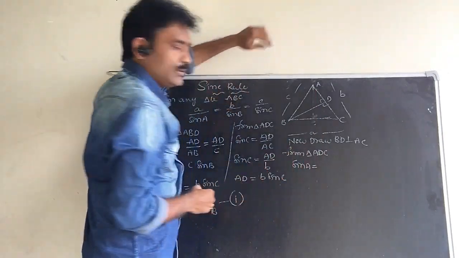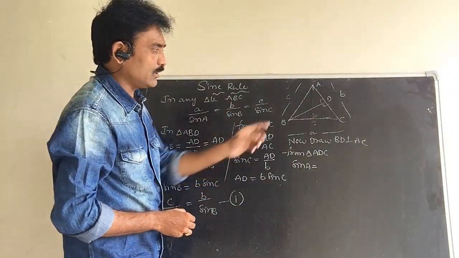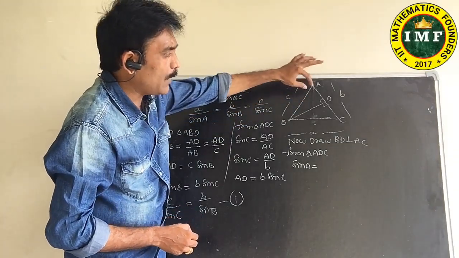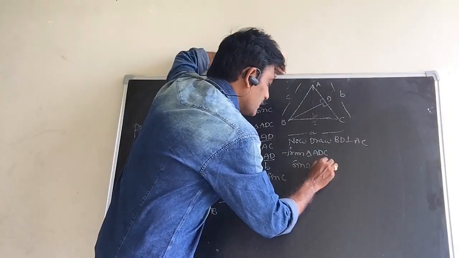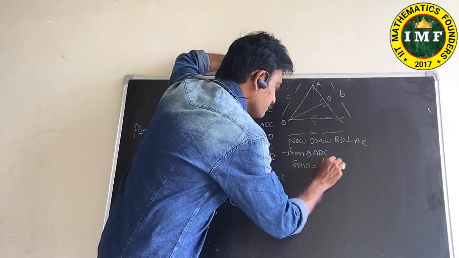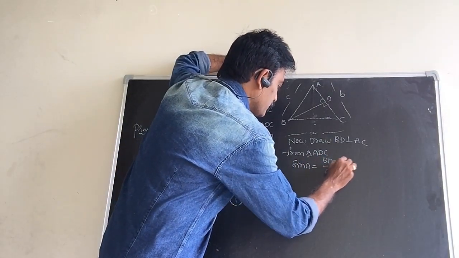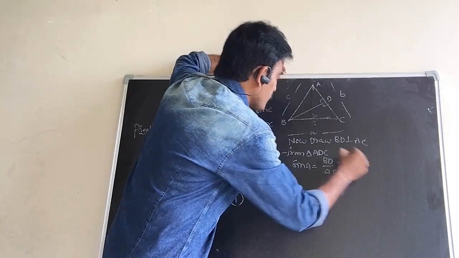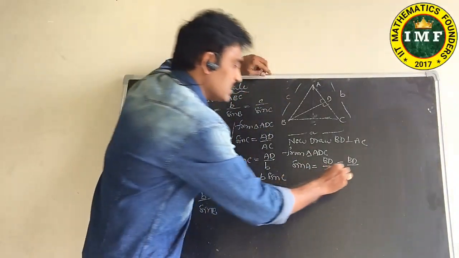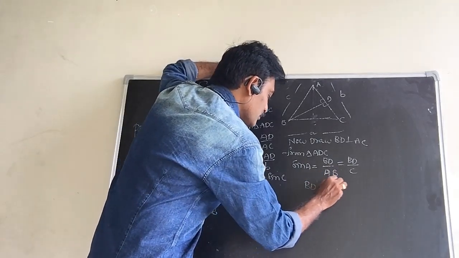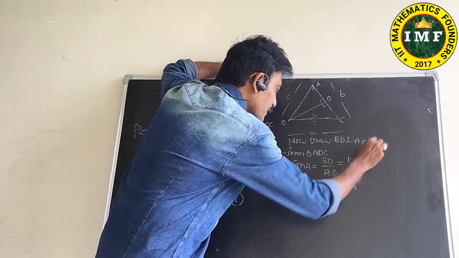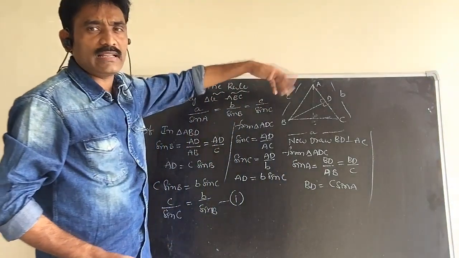Sine A is equal to, how is sine A defined? The opposite side of angle A by the hypotenuse, that is BD by AB. So BD by AB, where AB is denoted by small c. Then we get BD is equal to c sin A. And now we have another right triangle.